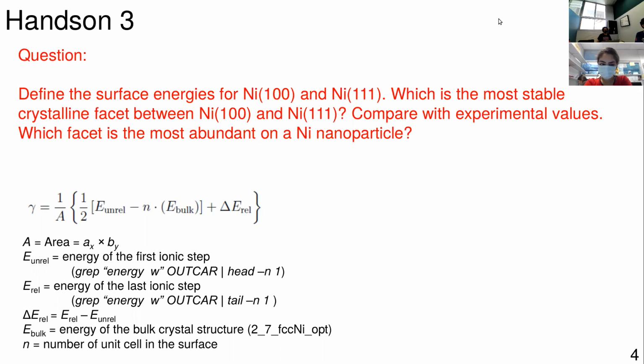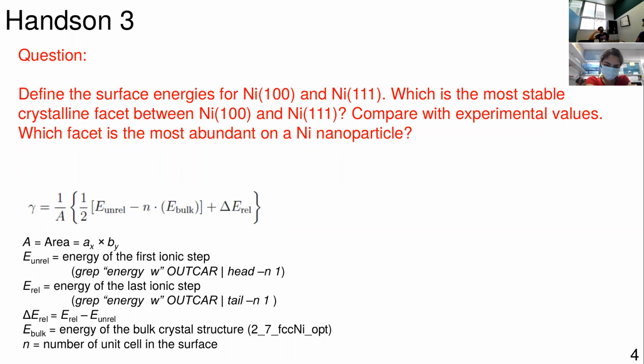These were very general questions, so I guess you should have an answer. We will see if any of you has the answer, and then I will give you my answer, okay? So the first question was, define the surface energy. So more than define, let's say calculate the surface energy for nickel 100 and nickel 111 based on the formula that you see there. Define which is the most stable crystalline facet, compare with experimental values, and then based on a paper that I put in the last presentation, you also needed to tell me which one of the two you think is the most abundant on a nanoparticle. Okay, so let's start.